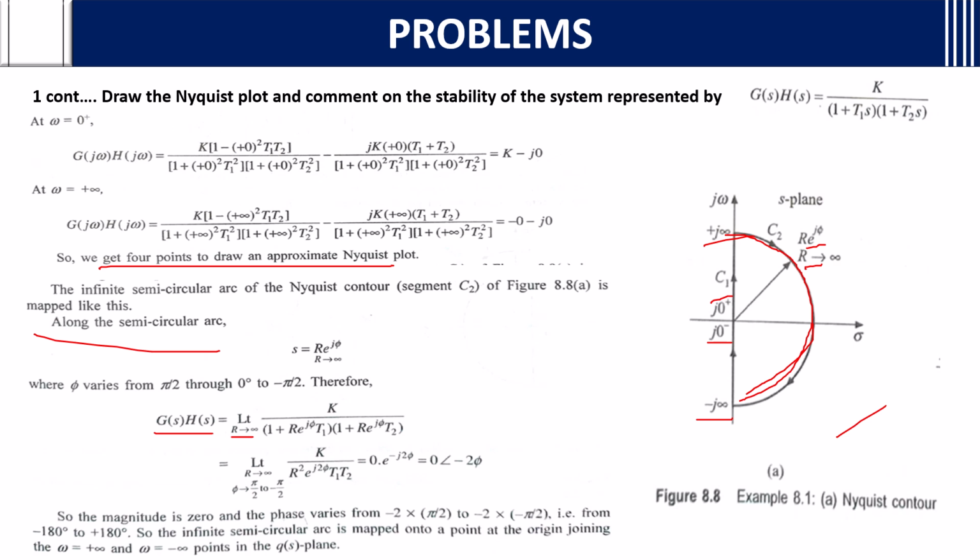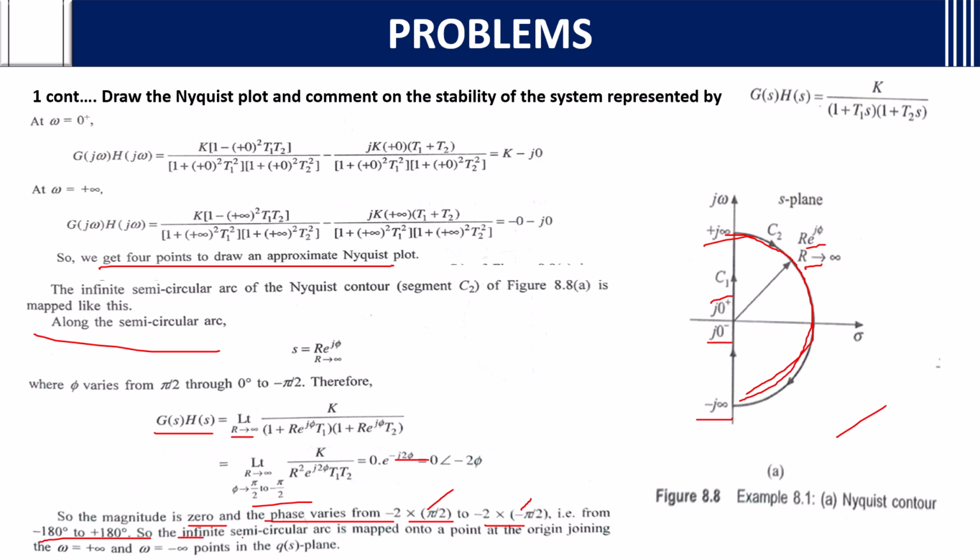K by r square e power j2 phi, t1 t2, is equal to 0 into e power minus j2 phi. So 0 at an angle of minus 2 phi. The magnitude is 0, and the phase varies from minus 2 into pi by 2 to minus 2 into minus pi by 2. Phi is already given as pi by 2, so from minus 180 degrees to plus 180 degrees.